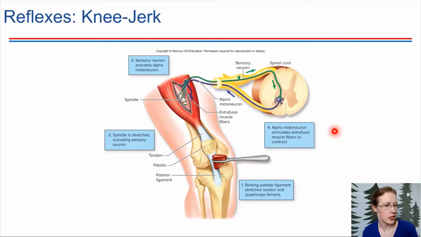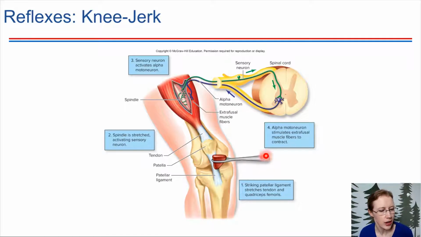So let's revisit the knee-jerk reaction. Okay, so we tried this out in lab together. Most of you had knee-jerk reactions, which is a good thing. For some people, it's harder to get the knee-jerk reaction to display. We're all just a little bit different.